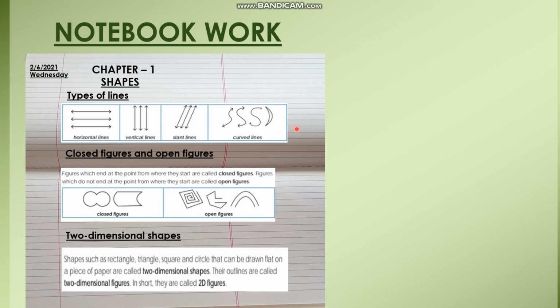My dears, everyone, write these all things in your notebook. This is your notebook work. Okay, so you can take your notebook and write the date, and then you write the chapter name. After that you copy these all to your notebook.